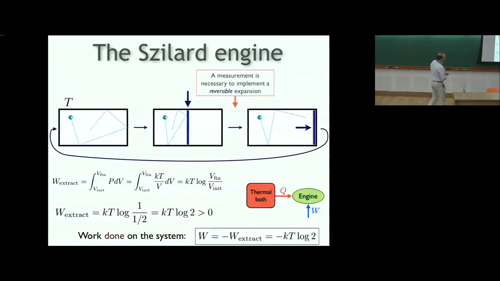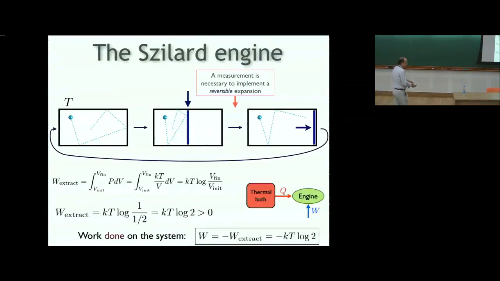But here, as I said before, there are many things that are not clear. What is the pressure? Why can't we use this? Why do I need the measurement? Some people tell us, well, if the piston starts to move, you just wait a little bit and see if it is moving, and then you already know, because you need the measurement to implement the reversible expansion.